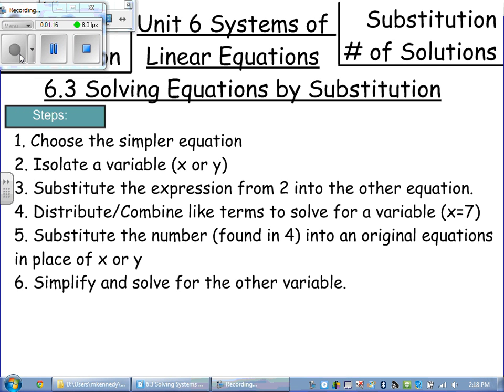You're going to choose the easier looking equation. So when you look at the two equations, you're going to pick the one that just looks easy. Whatever that means to you.